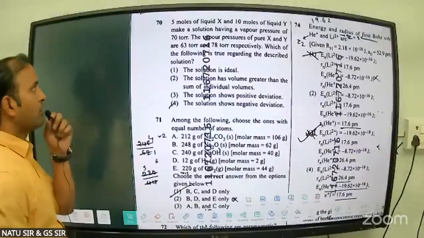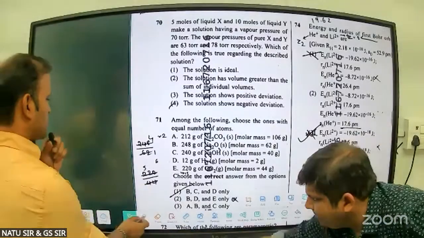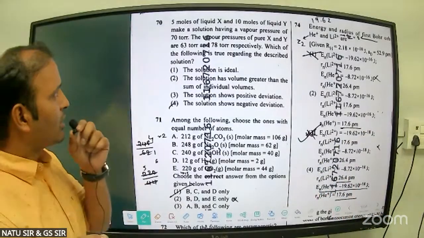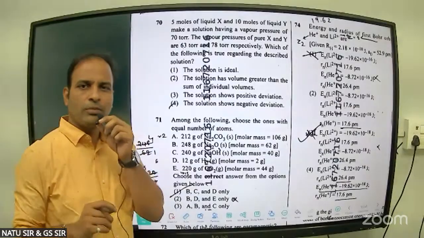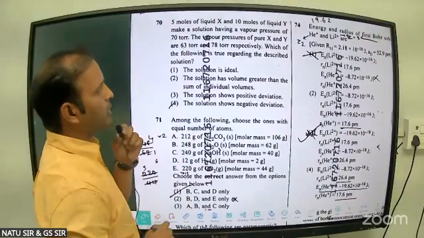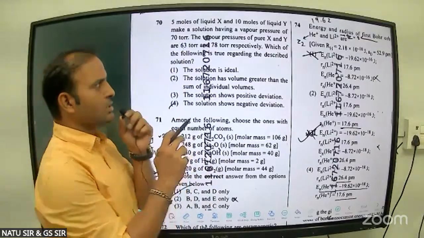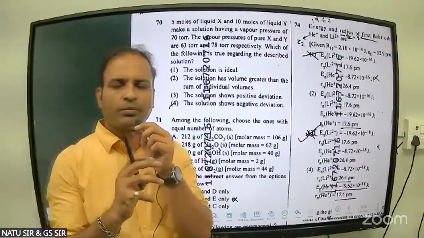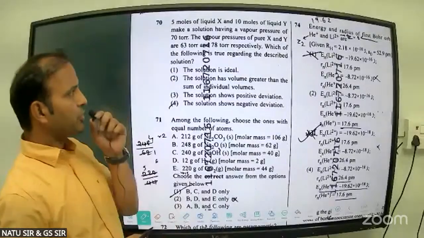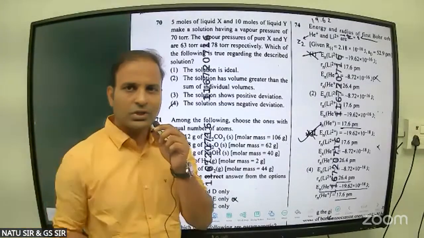Question number 70. 5 moles of liquid X and 10 moles of liquid Y mix to form a solution having a vapor pressure of 70 torr. If you look here, X and Y are mixed and the pressure itself is given, meaning this is like the observed value, right? The vapor pressure of pure X and Y is also given. Generally in such questions, they ask for the total vapor pressure. But here the total vapor pressure is given, which is observed, and we have to tell whether it is positive or negative deviation.